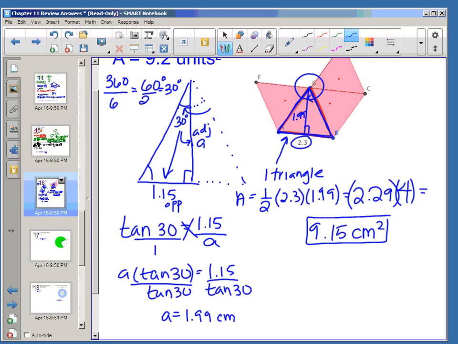Right? I guess it's in units. We'll just call it centimeters. So I get 9.15 for this whole thing. Because I have one triangle that's 2.29, and I have, again, 4 triangles that are shaded.